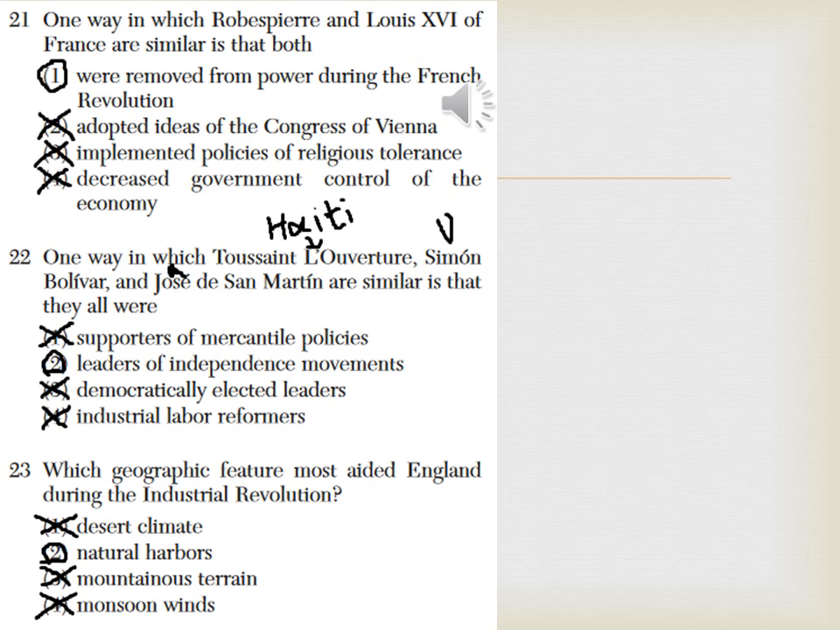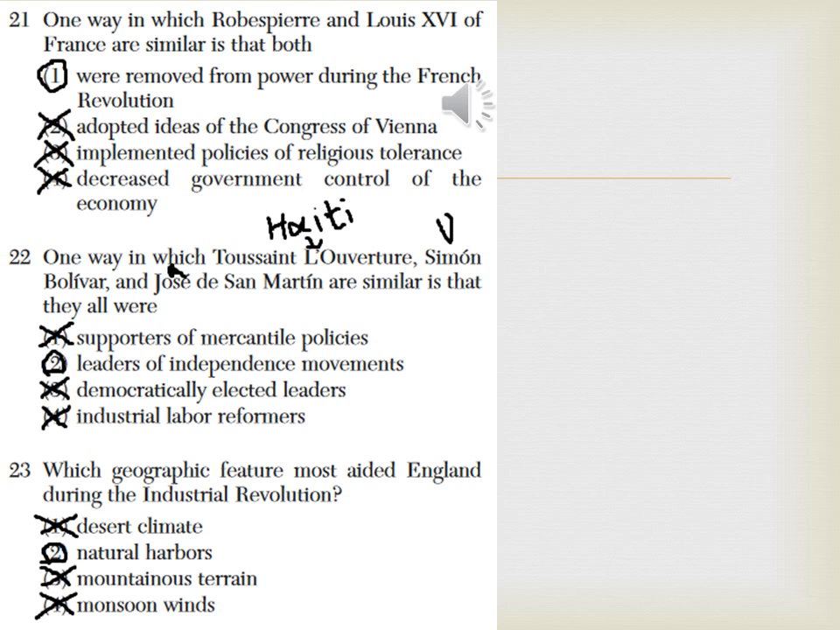Question number 21. One way in which Robespierre and Louis XVI of France are similar is that both, 1, were removed from power during the French Revolution, 2, adopted the ideas of the Congress of Vienna, 3, implemented policies of religious tolerance, or 4, decreased government control of the economy. This is a very easy question. The answer is 1, were removed from power during the French Revolution.